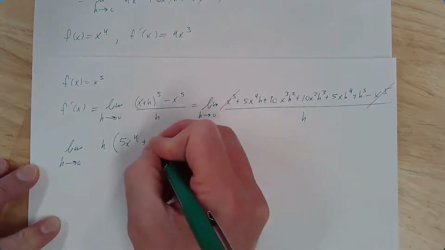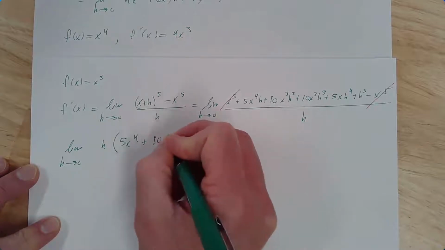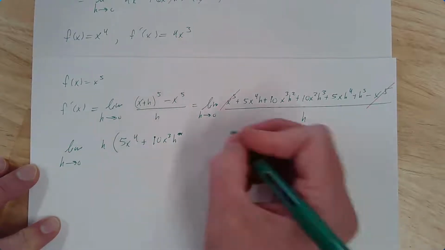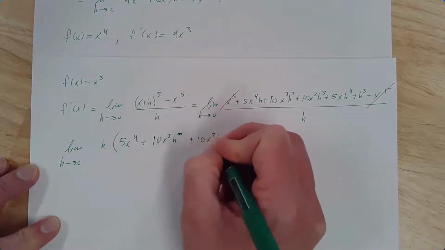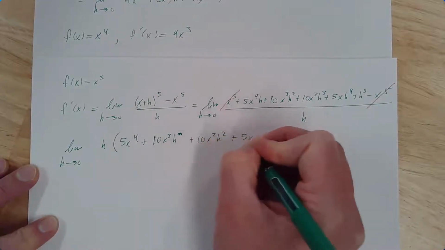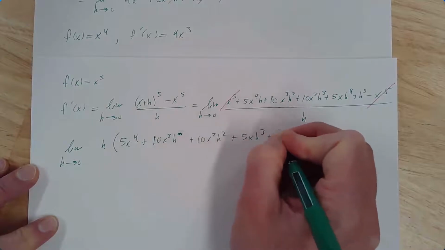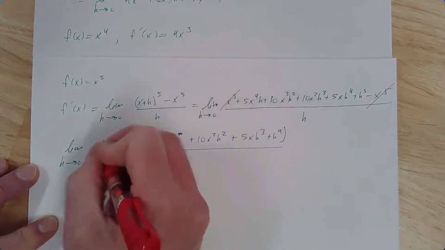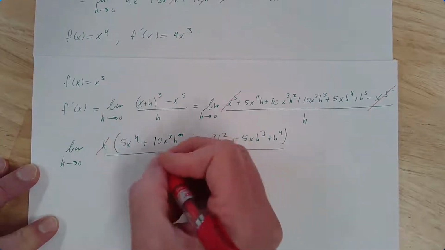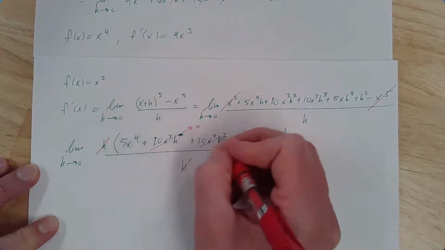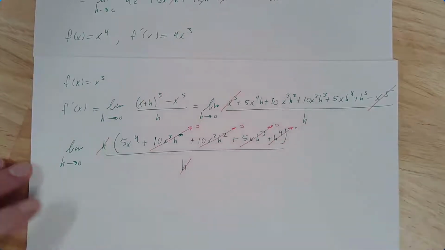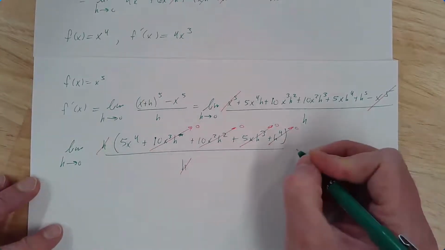I have a 10x cubed h, sorry, h, not h squared, I factored out an h. I have a 10x squared h squared, I have a 5x h cubed, and an h to the fourth. And then I'm just going to cut to the chase here. Those cancel, and then the rest of the terms, as h goes to 0, are going to go to 0. And we're left with 5x to the fourth.